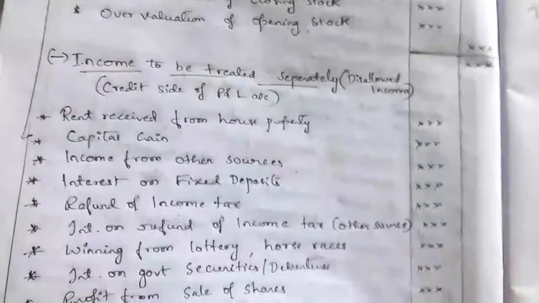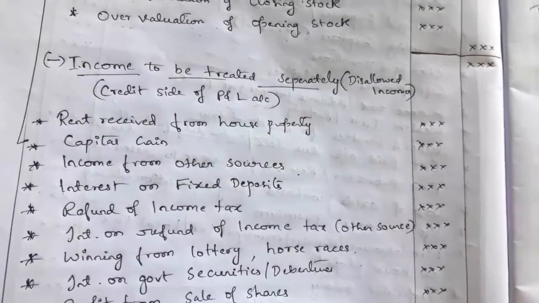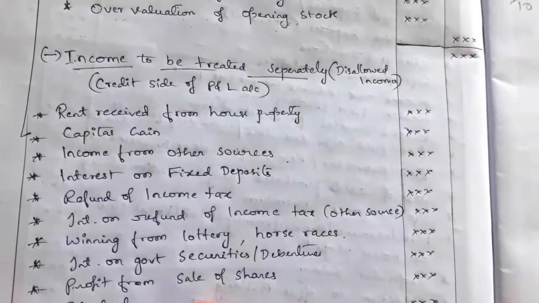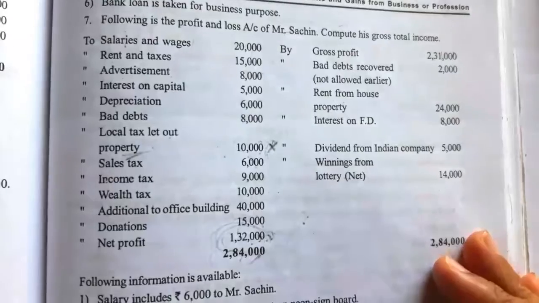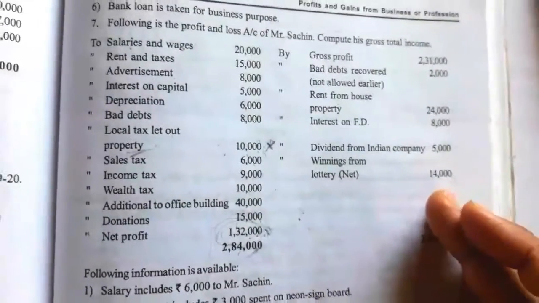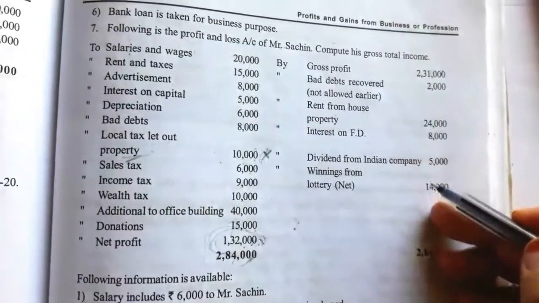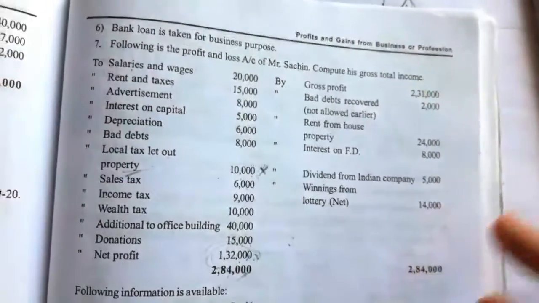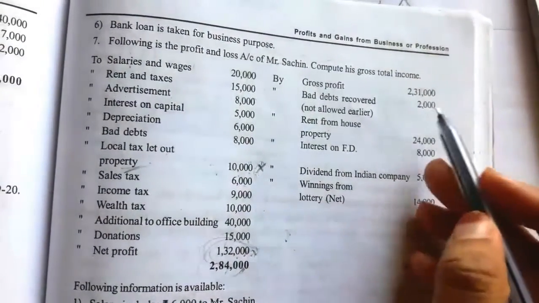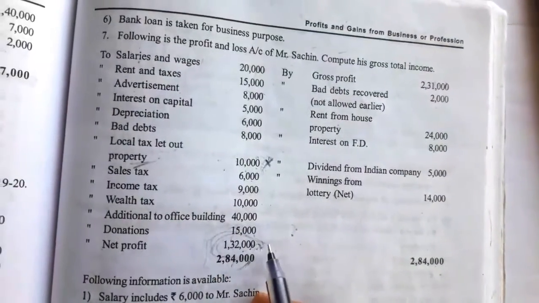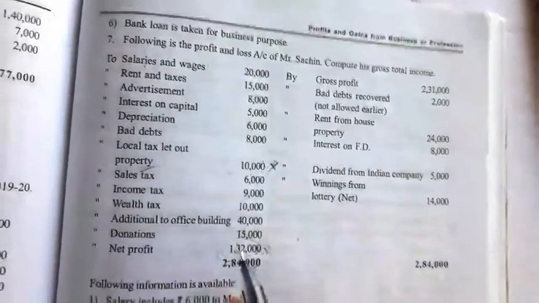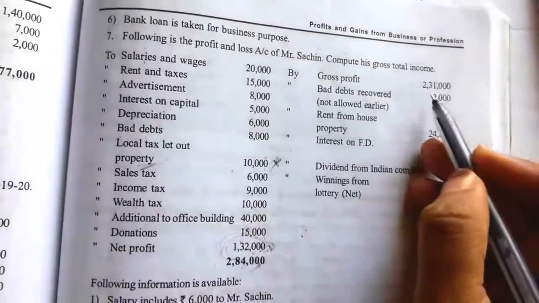Next we have to take income to be treated separately, which is nothing but disallowed incomes. To record the income to be treated separately, we have to see the credit side of the profit and loss account. On the credit side, if any income which is not relating to business is recorded, then we have to cancel it. Because of that value, the net profit shows more, because it is added here. So in order to cancel it, we have to deduct it from the net profit.